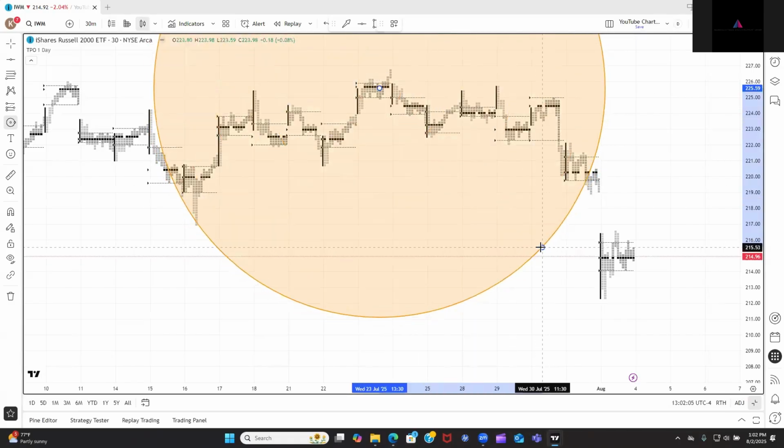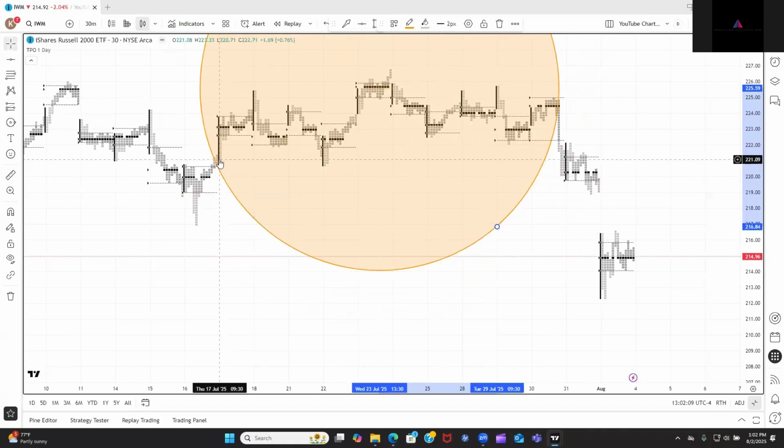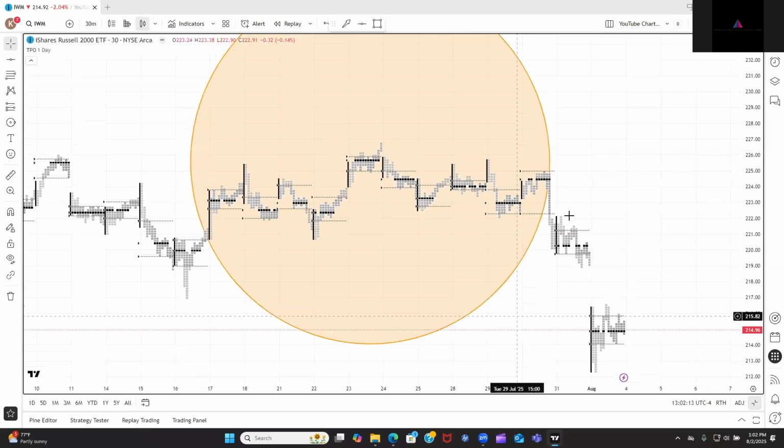All right. So it's going to be from this one here. Okay. So I want to focus on these TPOs here. And let me move the chart down, make it a little easier. So this is going to be July 17th all the way to July 30th.